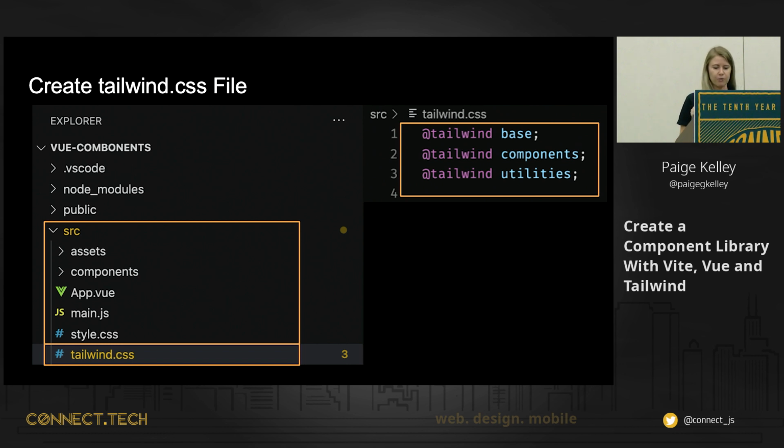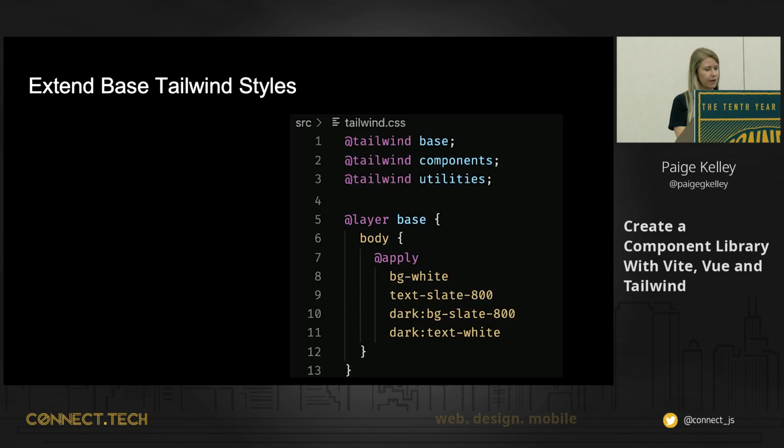Then next is your components layer. That's where all of your component-based classes are going to go. And last, utilities. That's where we're going to get all of those utility classes that you're going to see us use a little later on inside of our HTML.